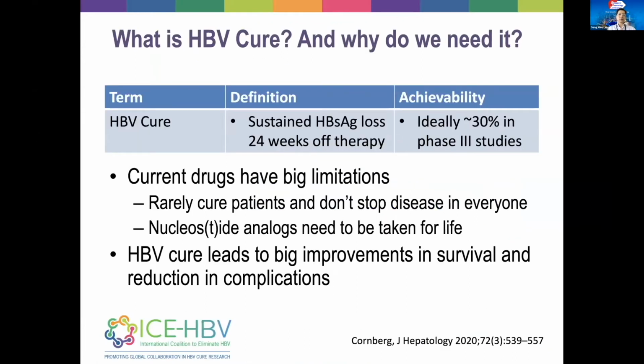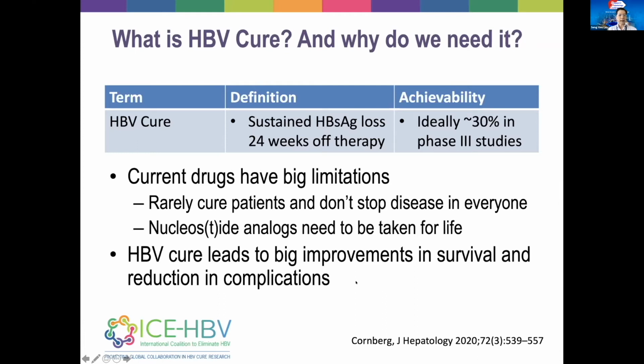So moving on to what is cure and why do we need it? Cure is defined as sustained S antigen loss 24 weeks after treatment. If we're doing research and clinical studies, we want to see roughly at least a 30% effectiveness before we can believe that this is something that's quite effective. Now, the current drugs have important limitations. They rarely cure hepatitis B, and they don't always stop the disease in everybody. And these drugs need to be taken for life.